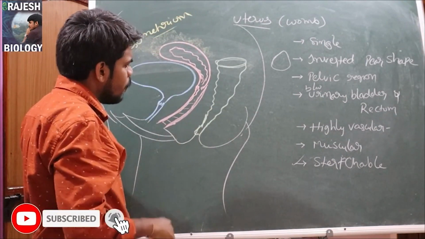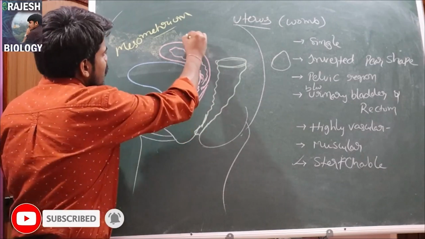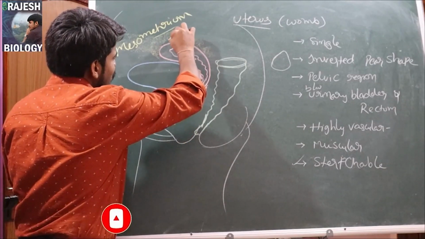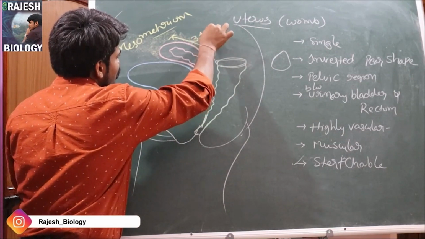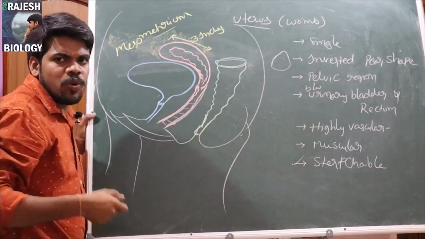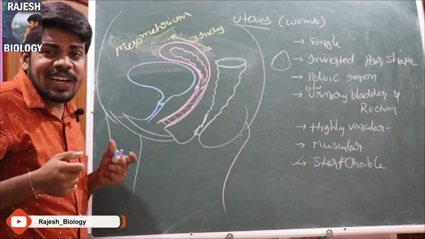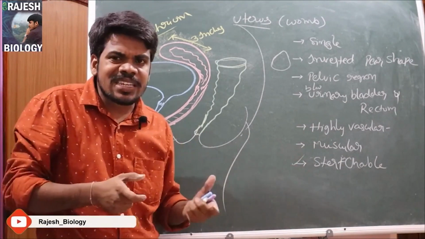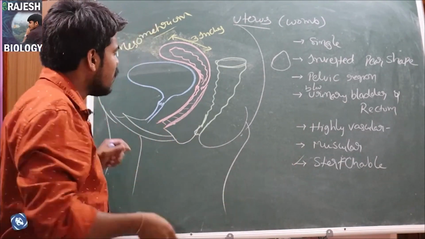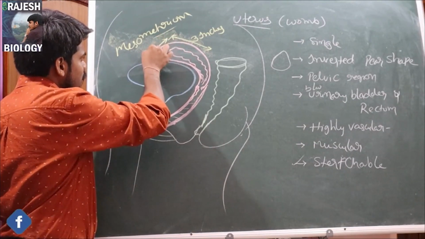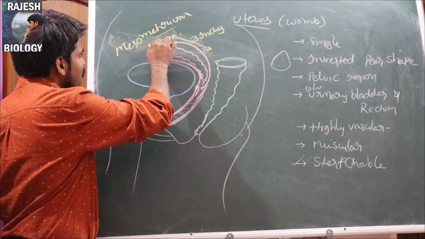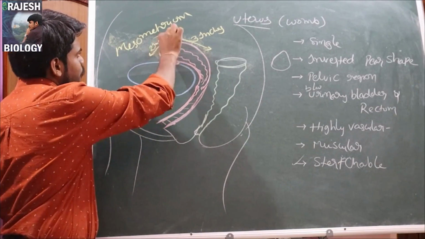Now, the length of the uterus. Of course, it is not so important, but you should know, it is 3 inches. It is not so big, but it gets stretched. It is distensible, it can stretch. 3 inches only. And the wider part of the uterus has a width of 2 inches.